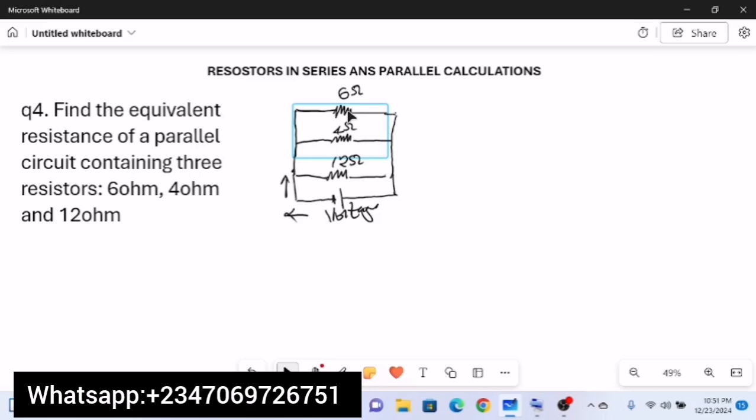Parallel connection. And for parallel connection, to find your equivalent resistance, you're going to be taking the reciprocal of each of the resistors. So in this case we have 1 over R equivalent equal to 1 over R1 plus 1 over R2 plus 1 over R3, depending on the total number of resistors you have. Since we have 3 here, that means it remains 3. So when they are connected in parallel, their equivalent resistance is simply what?